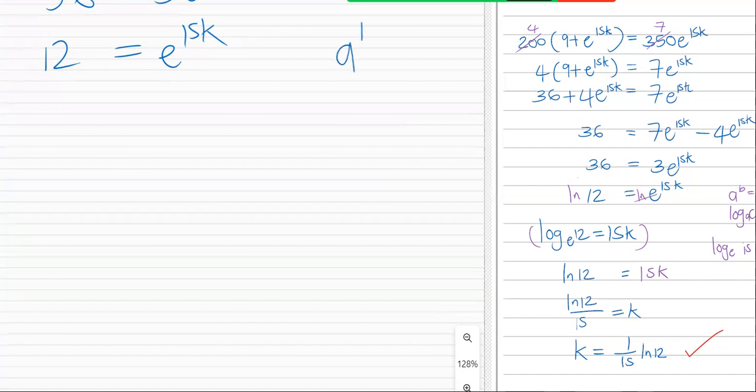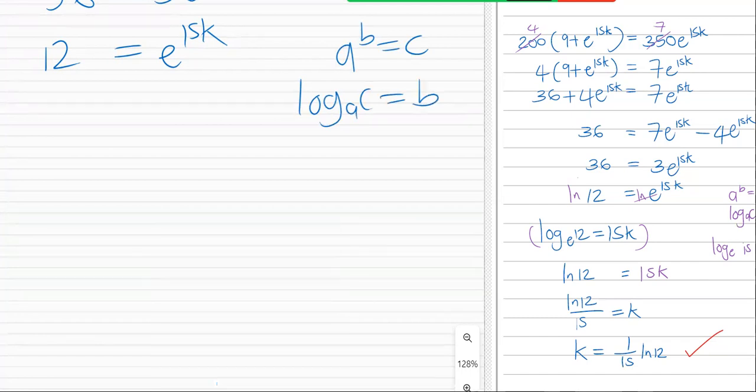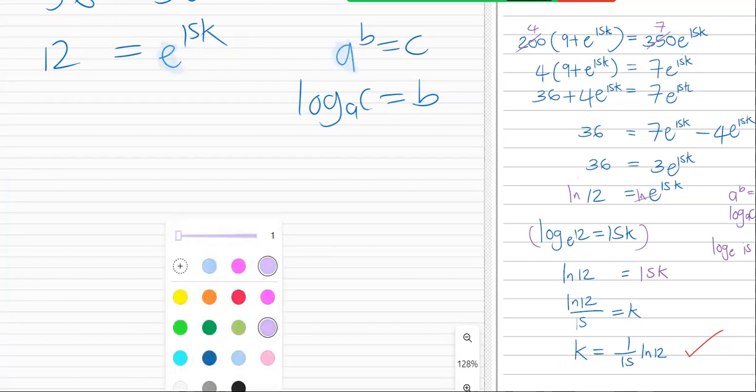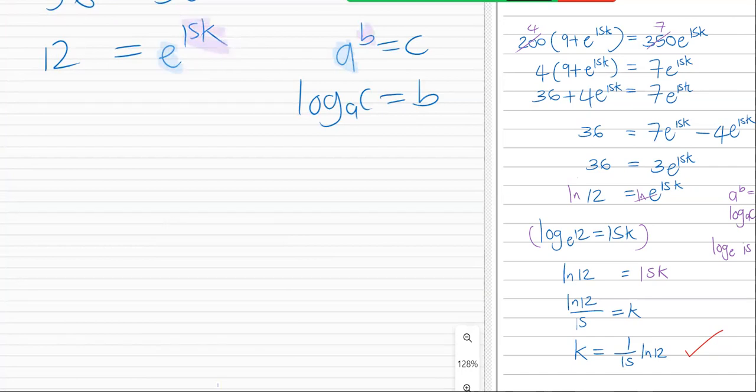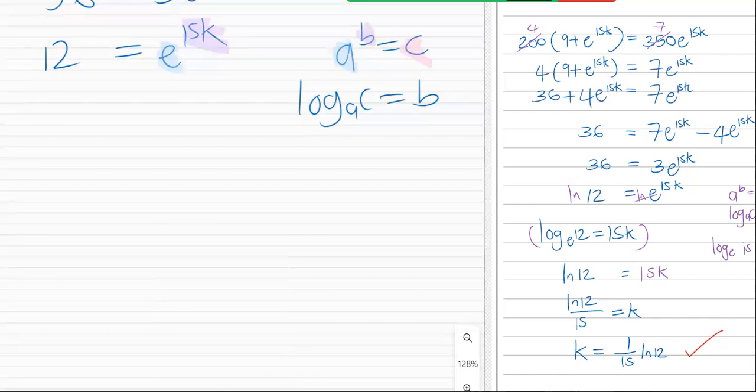log. So a to the power of b equals c. We know that log_a c equals b. So if I were to color code this, it's currently in this form. So here's our A, here's our B, and here's our C. So mine is just backwards, but it still works.